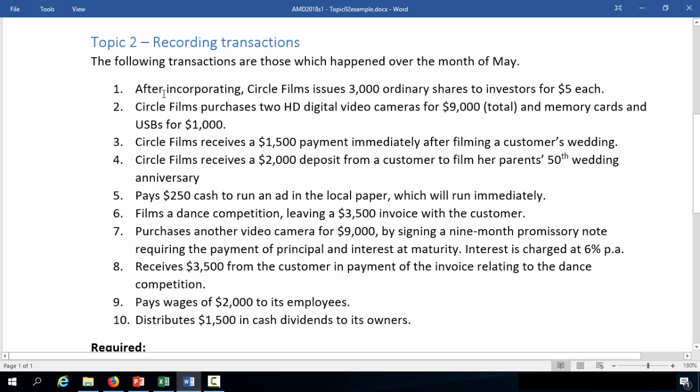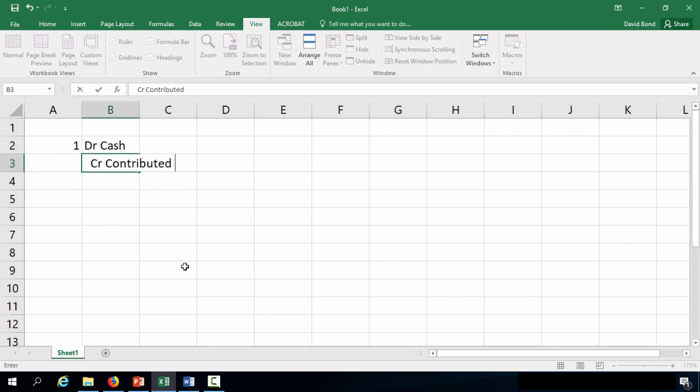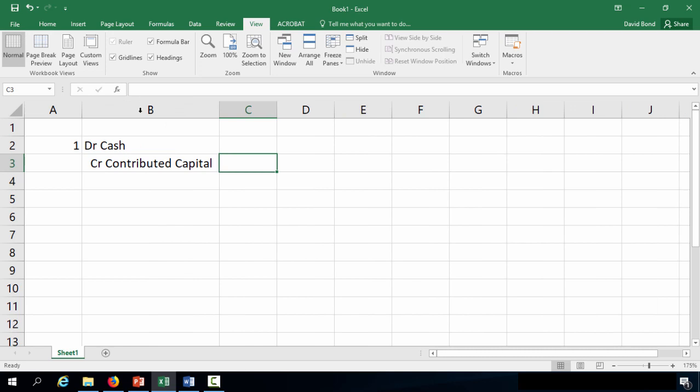So when we look at the first one, after incorporating, Circle Films issues 3,000 ordinary shares to investors for $5 each. In this case, we have assets going up and we have equity going up, to the tune of $15,000. So transaction 1: debit cash 15,000, credit contributed capital 15,000.